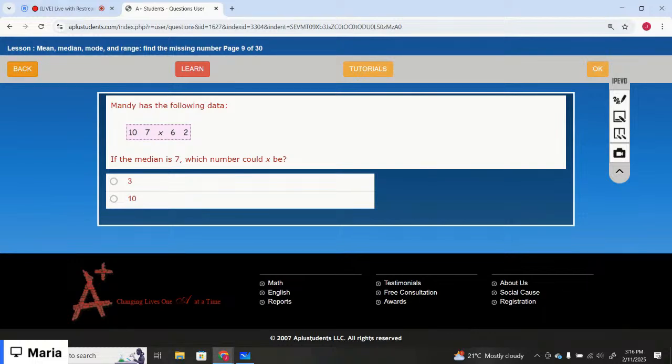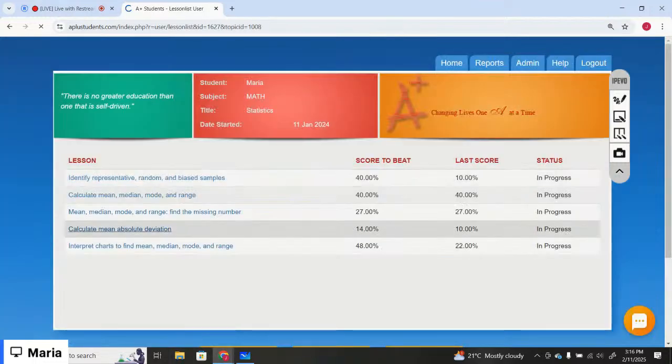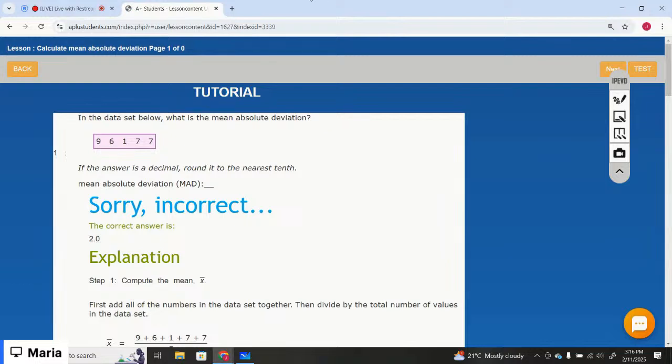Okay, you can complete the lesson by yourself later today. Let's just move on to the next lesson. The next lesson is calculate mean absolute deviation. In the data set below, what is the mean absolute deviation?